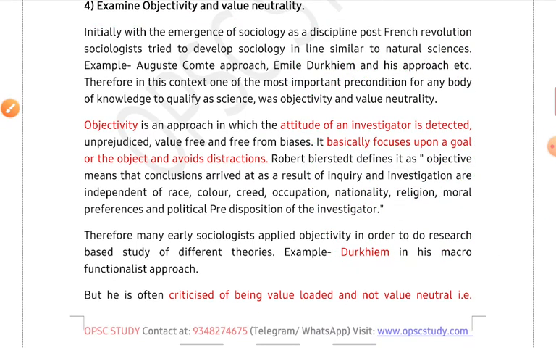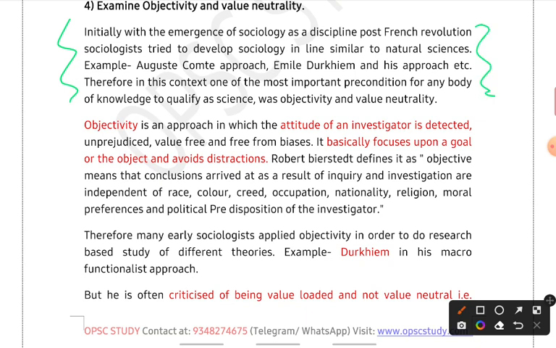So yes, the basic brief emergence of sociology: it emerged after the French and industrial revolutions happened. Modernity led to certain problems and issues, and those problems and issues led to the new discipline, which was sociology.